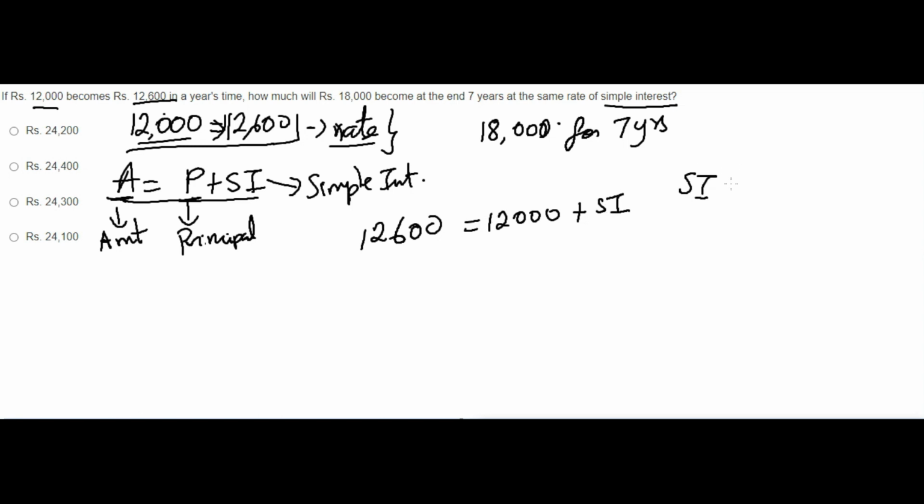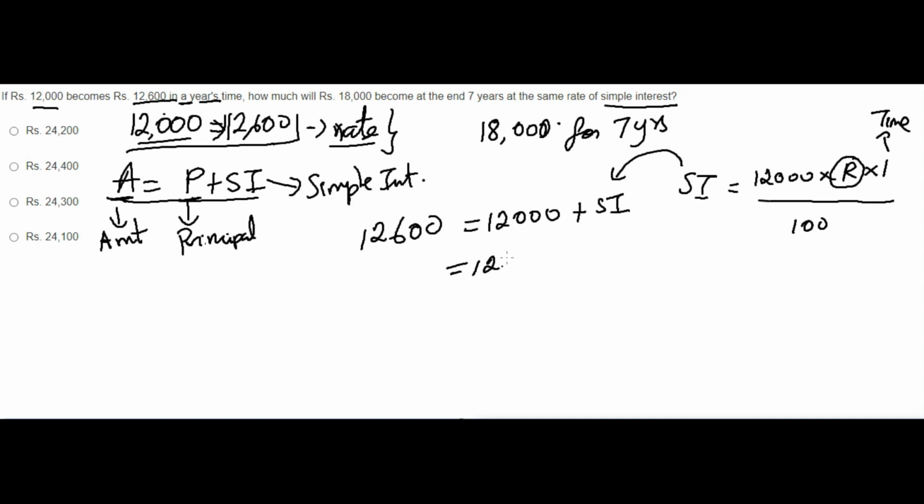SI is equal to, look at the formula: the first amount, the principal amount 12,000, into rate, and then into the number of years, that is the time. It is clearly mentioned that it is in a year's time, meaning 1 year, and the whole thing is divided by 100. Only the rate is unknown, right? So once again I have to write it in this way.